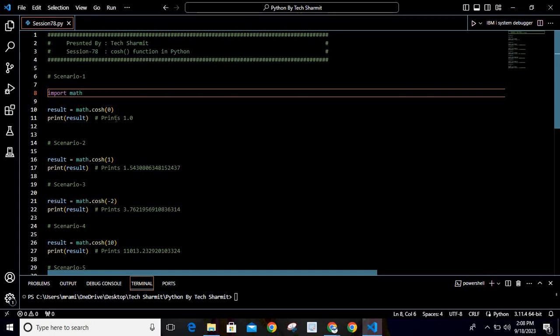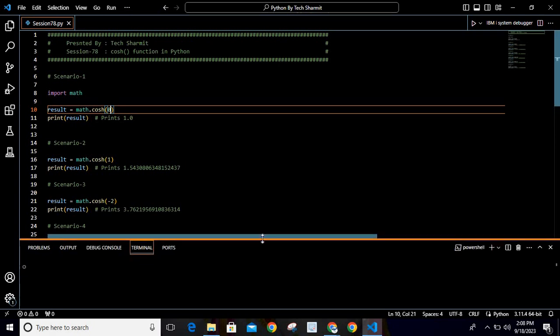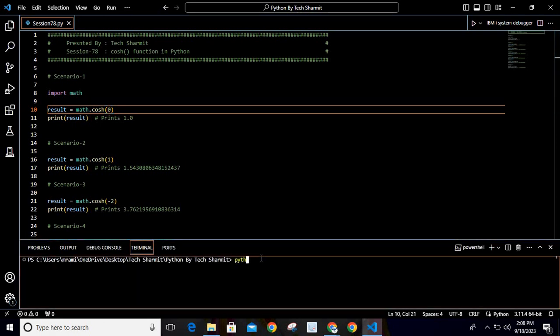So when we calculate the cosh, or you can say the hyperbolic of cosine, for 0, the output would be 1.0. So let's verify the same. I'm running the program here, python 78.py, hitting enter. So you can see the first output we got is 1.0.